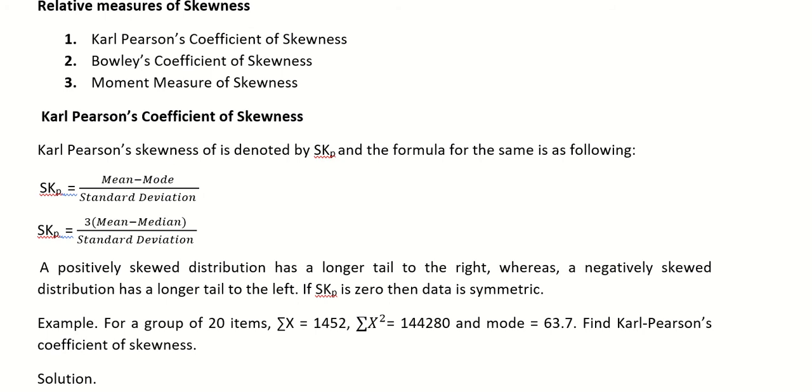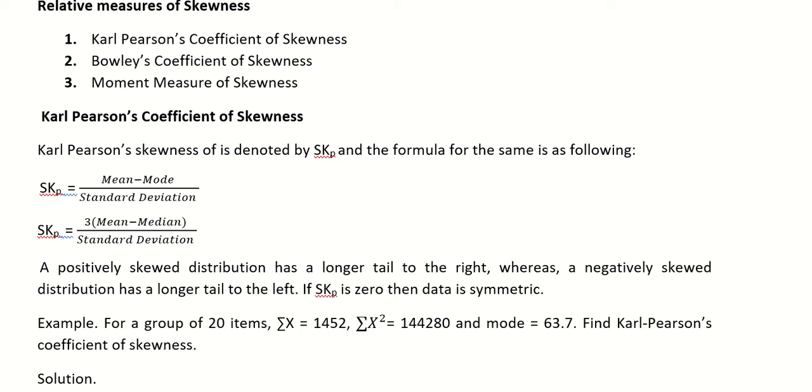In today's class, we will be discussing relative measures of skewness. In previous lectures, we discussed absolute measures of skewness. Relative measures of skewness have three types: Karl Pearson's coefficient of skewness, Bowley's coefficient of skewness, and moment measure of skewness. Today, we will be continuing with Karl Pearson's coefficient of skewness.